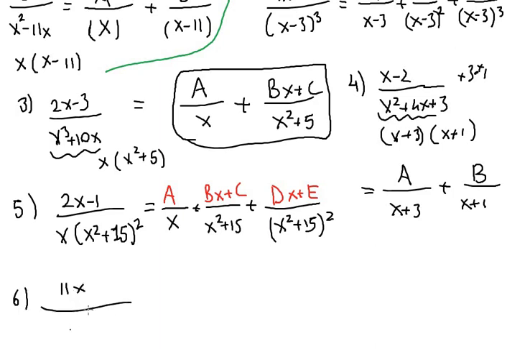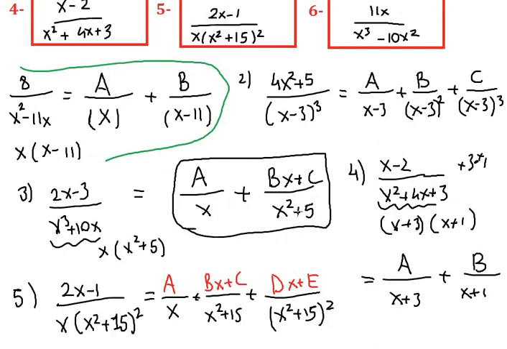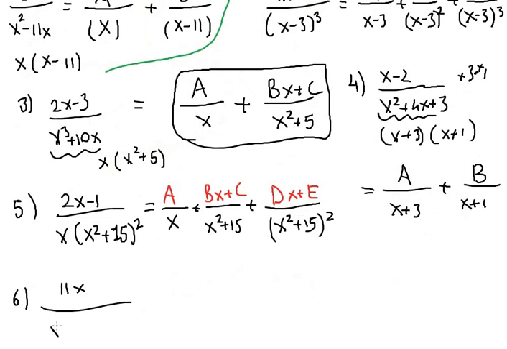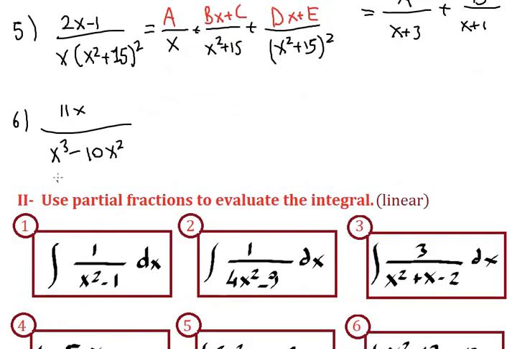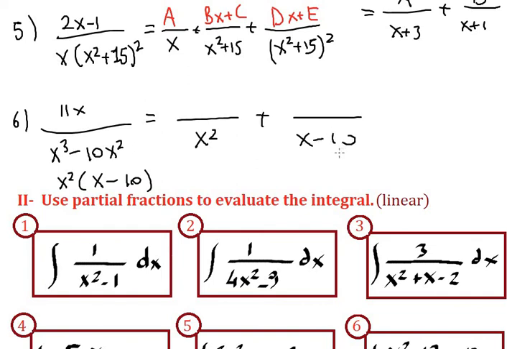11x over x cubed minus 10x squared. We can factor out x squared here, and if we factor out x squared here, we get x minus 10. Here we have one quadratic factor and one linear factor. The quadratic factor is x squared and the linear factor is x minus 10.